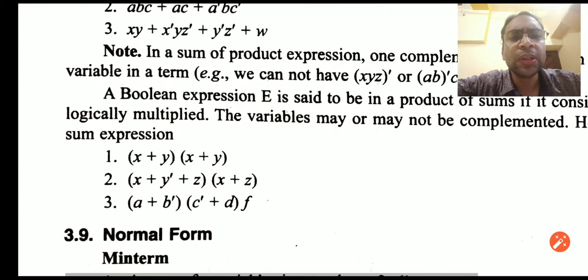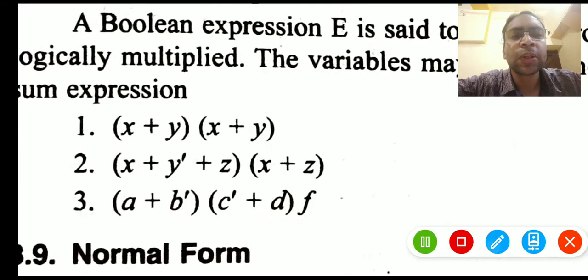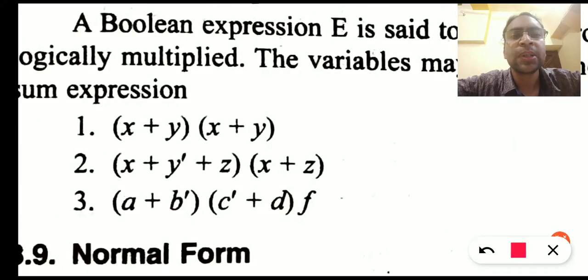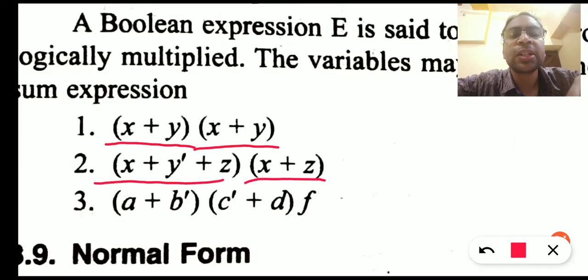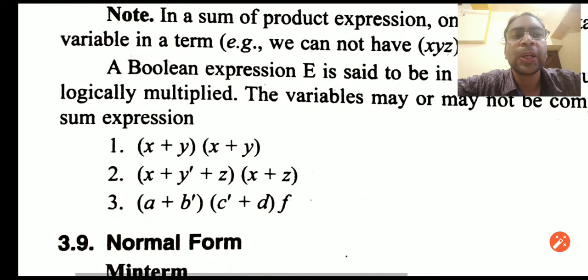Just opposite to this, we have product of sum forms. Like here we have a product of sum forms. This is the sum x plus y, and both these are multiplied together. In the second case also, the sum x plus z, the sum x plus y bar plus z, and both the sums have been multiplied together. So this is the product of sums, that is POS form.